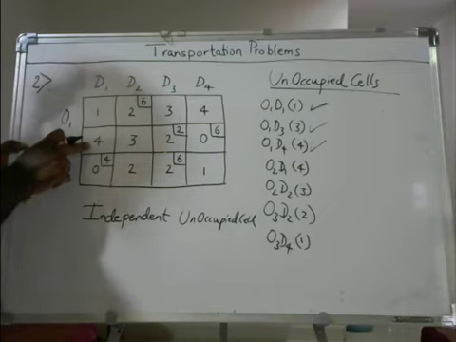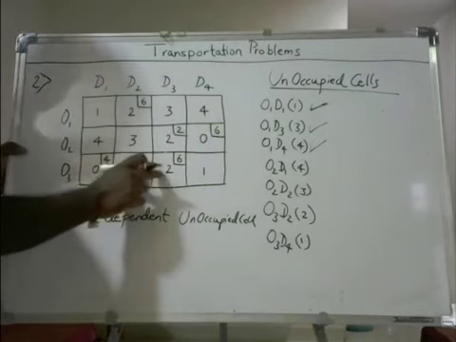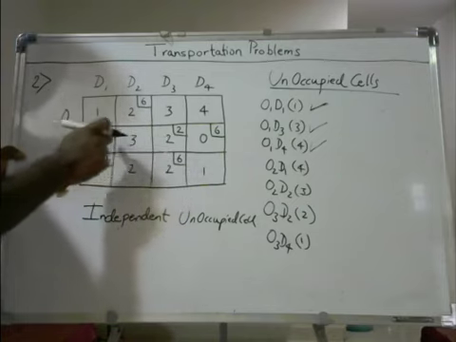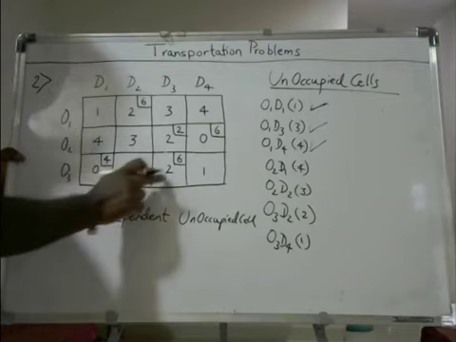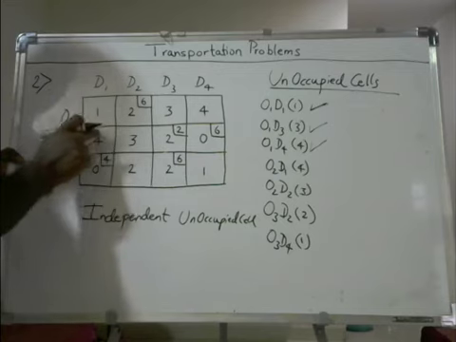Now let us see O2 D1. Here we start from here. Let's say we start like this. This is the occupied cell. We can take a 90-degree turn. We'll go here. Again, we can take a 90-degree turn. Here we can go, and here we can again take a 90-degree turn and reach this O2 D1 cell. If we can go like this and come back like this, that means there is a closed loop.